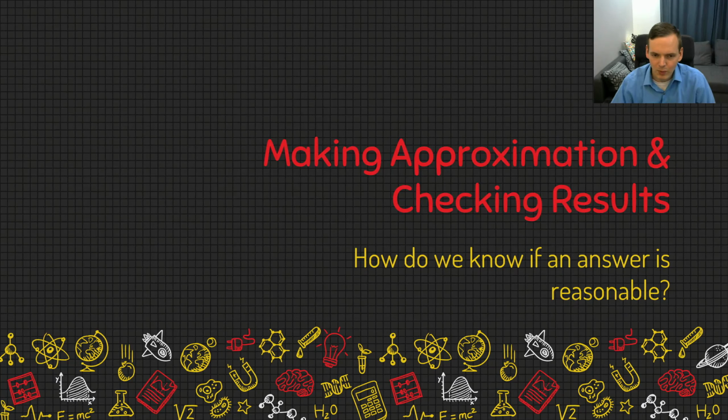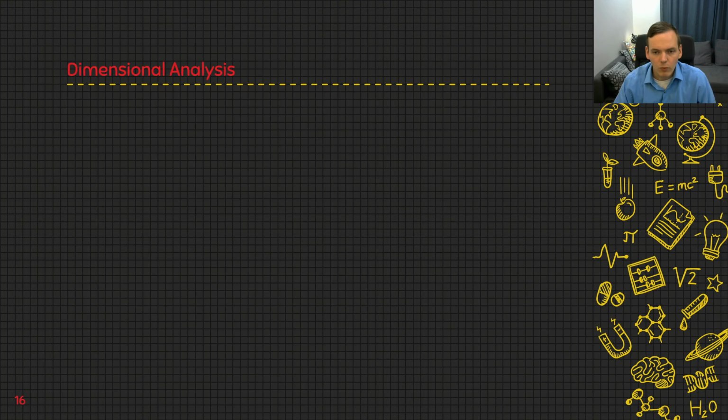When we solve problems or work in a lab or make a calculation, it's really useful to know either ahead of time what kinds of numbers we are expecting, or once we have a result, whether it is reasonable. Is this what we expect? So the first technique we're going to talk about for checking results or making approximations is dimensional analysis.